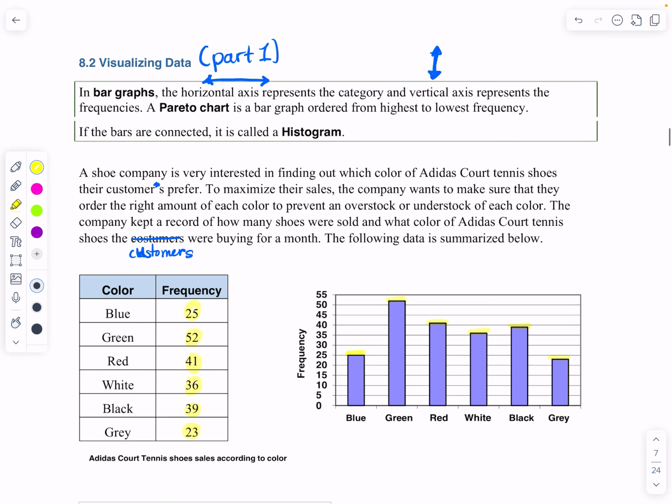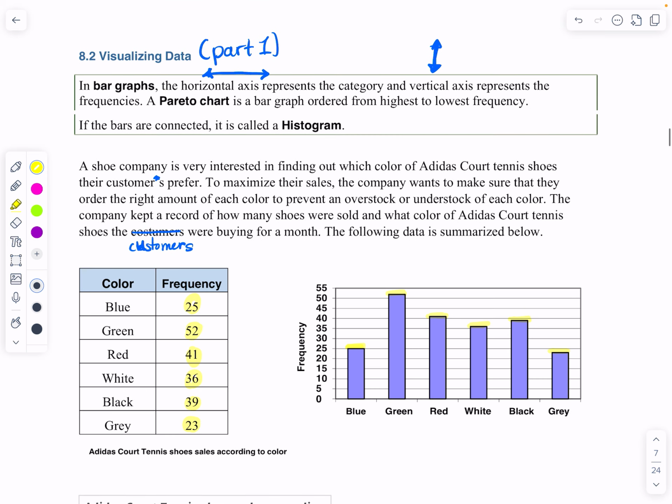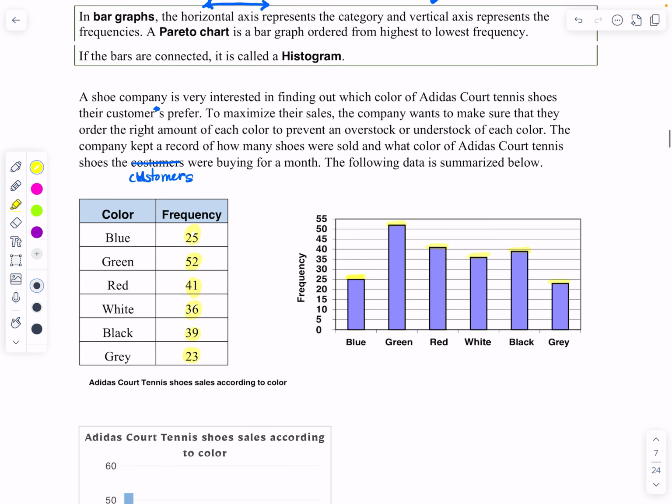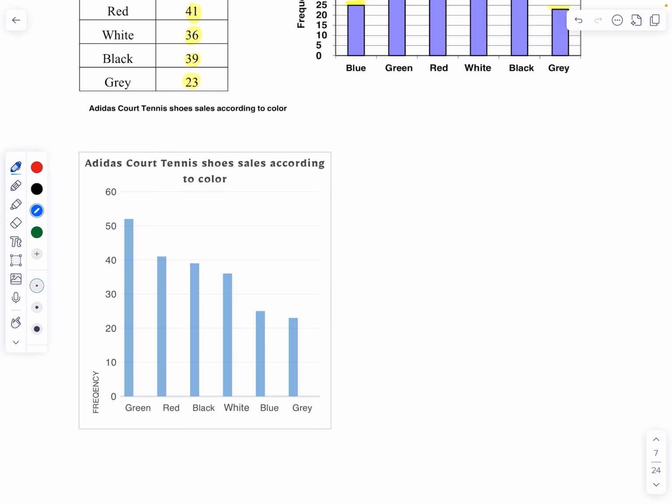Now, if we look back up, a Pareto chart is a bar graph ordered from highest to lowest. This is a Pareto chart, because I have the highest one, which was green, to the lowest one, which is gray.